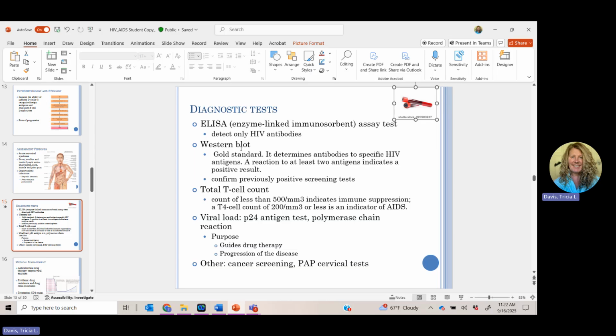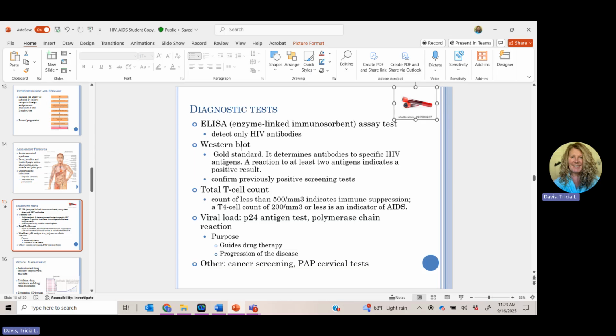Then we're going to take a look at the total T cell count, right? Because we need to try and figure out where these patients are. Do they just have HIV, or have they maybe been ignoring these symptoms and now it's progressed to AIDS? So a count of less than 500 indicates that we have some type of immune suppression, okay? A T4 cell count of 200 or less is now that indicator of AIDS. A lot of different other things we can look at. We can look at viral load. We can do a P24 antigen test, a polymerase chain reaction test.